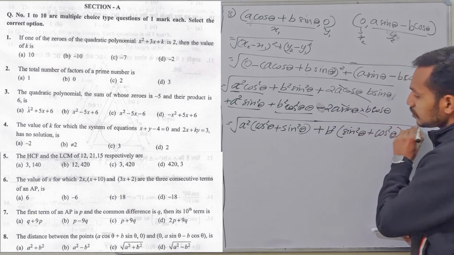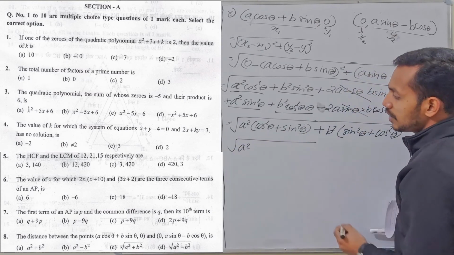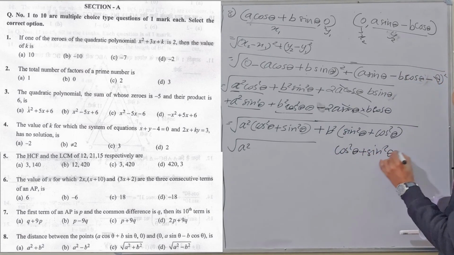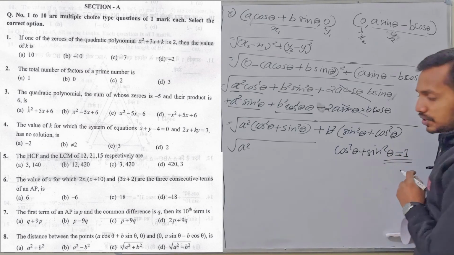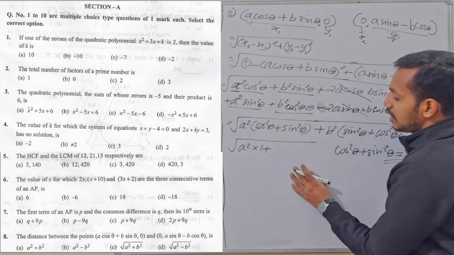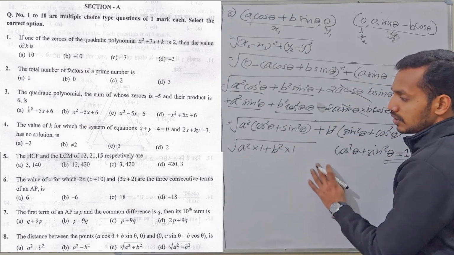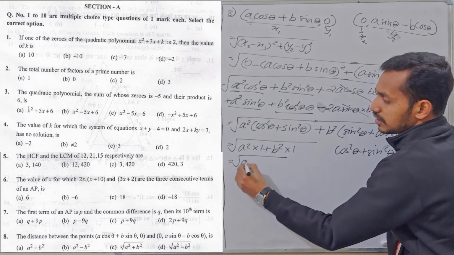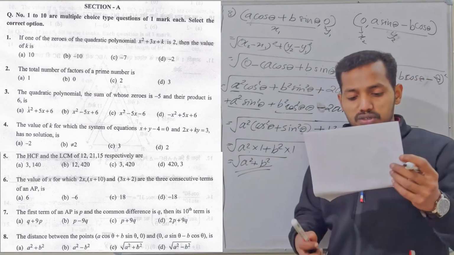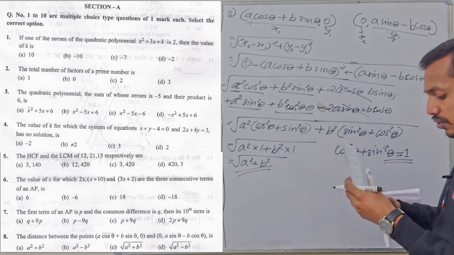Now here a square into cos square theta plus sin square theta. We have an identity: cos square theta plus sin square theta is equal to 1. We have learned this in the trigonometry chapter. So by using this identity, we get cos square theta plus sin square theta is equal to 1, and here b square into sin square theta plus cos square theta, again it is 1. So that is equal to a square into 1 is a square plus b square into 1 is b square. So which option is right? Option C is the right one. Now come to question number 9.